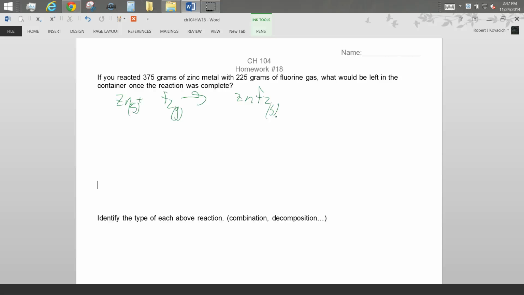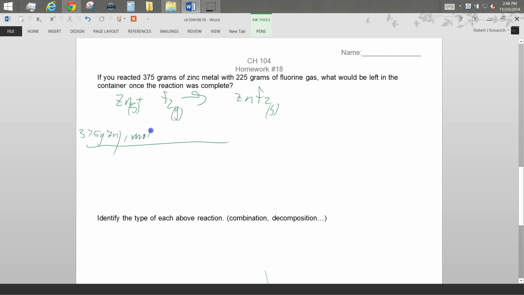So remember what we're doing here. We're initially trying to figure out which of these two reactants is the limiting reagent, correct? So I need to figure out if the zinc is going to run out first or if the fluorine gas is going to run out first. So I do a railroad track with the assumption that I have plenty of fluorine, and then I do another railroad track with the assumption that I have plenty of zinc, and then I figure out which one of those numbers is smaller, and that'll tell me which is my limiting reagent. So I'll go ahead and start off with the zinc. It's 375 grams of zinc.